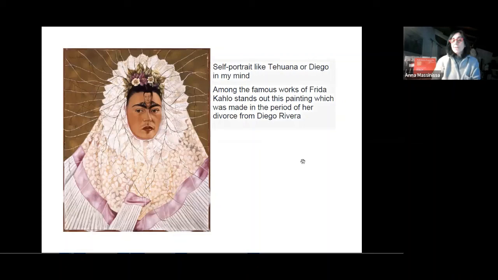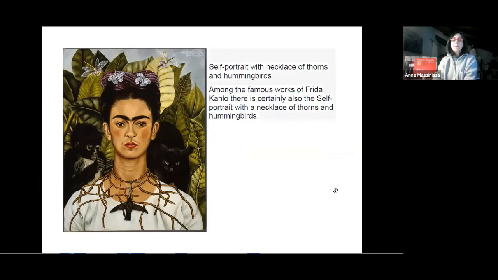And again, here, this is a self-portrait with Diego in her mind. Diego was Diego Rivera, one of the most famous painters in Mexico at the beginning of the century. And she was married to Diego Rivera for a period, and she was portraying herself while thinking of him. And this is another self-portrait of Frida Kahlo. She used to paint about herself a lot, involved in some different moods, some different happenings in her life.